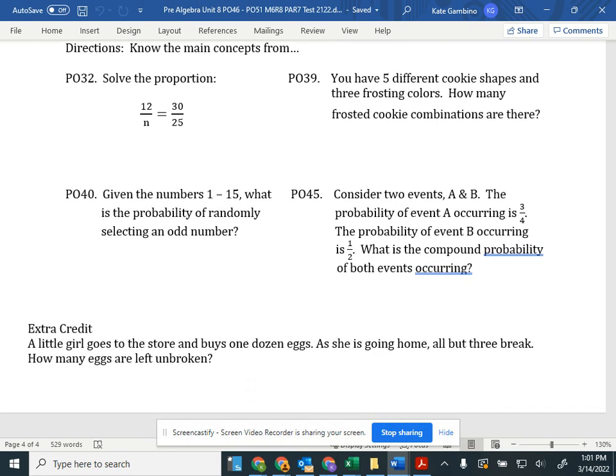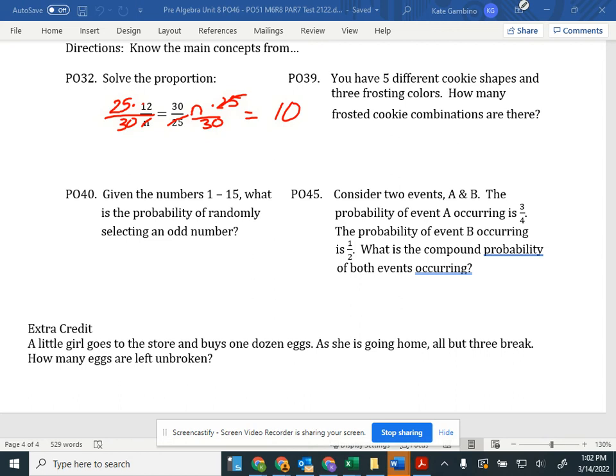Solving the proportions. So I want to get my n to be on the top. So it's 25 times 12 divided by 30. So I multiply each side by 25. So those cancel out. And then I'm dividing it by 30. Dividing it by 30. And my answer is 10.